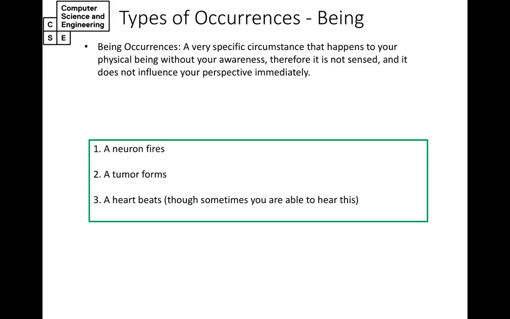Now we're going to talk very briefly about three other types of occurrences that we're not really going to focus on in class. One is called being occurrences, which is something that happens to you as a physical human being, but you're not aware of it. It's not sensed, and it doesn't influence your perspective.